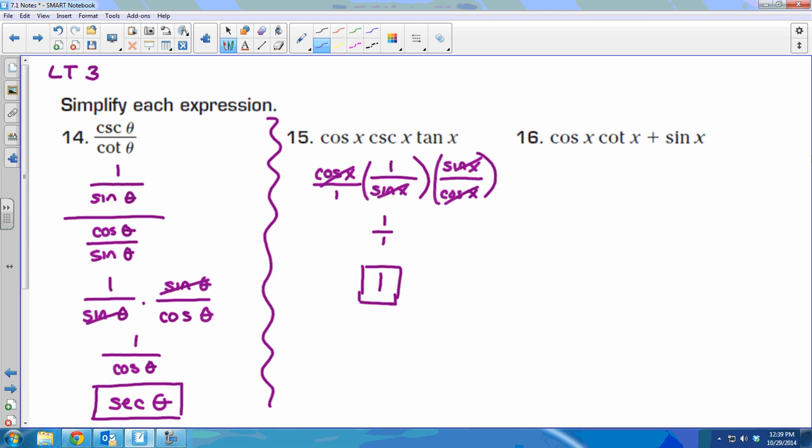That way you know what to plug in. You have to memorize all this. Okay, last one. The last one's a little more difficult.